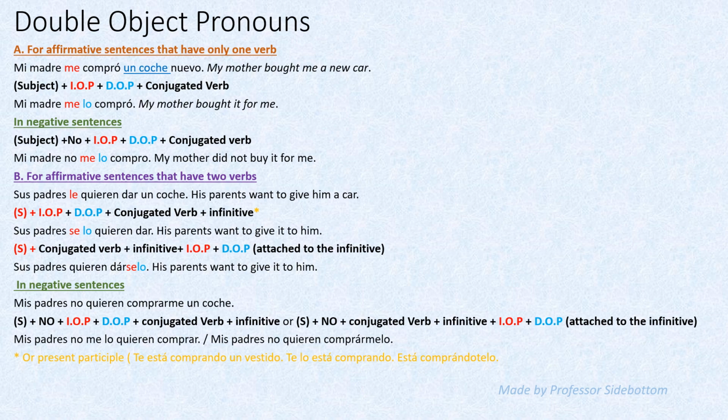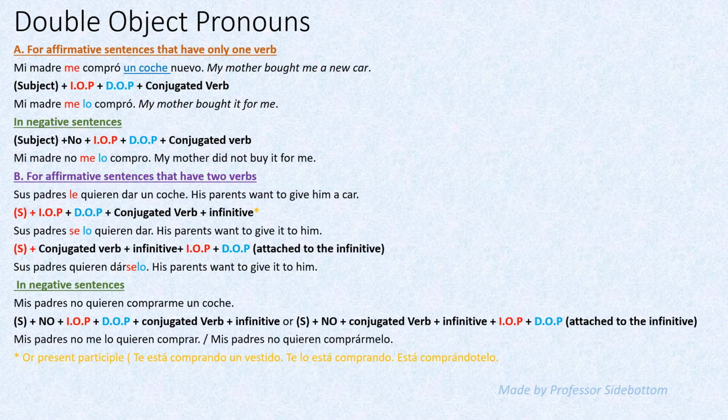In negative sentences, we use the formula subject plus no plus indirect object pronoun plus direct object pronoun plus conjugated verb. Mi madre no me lo compró. My mother didn't buy it for me.